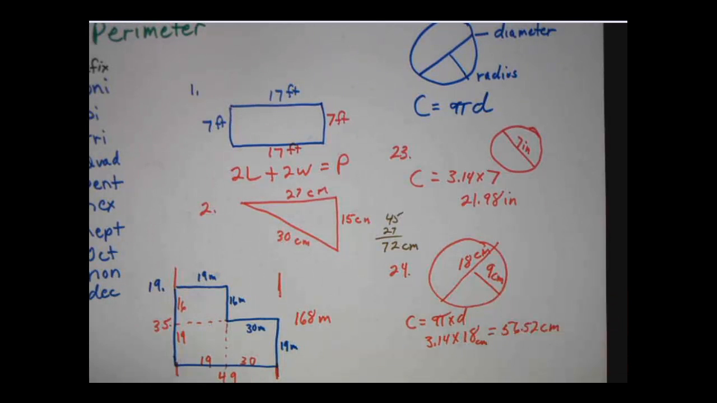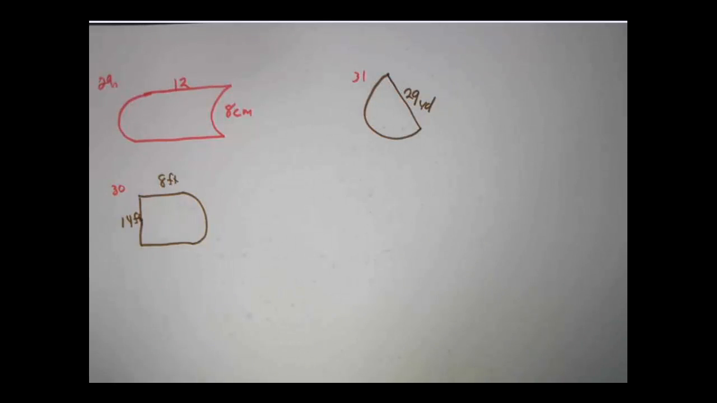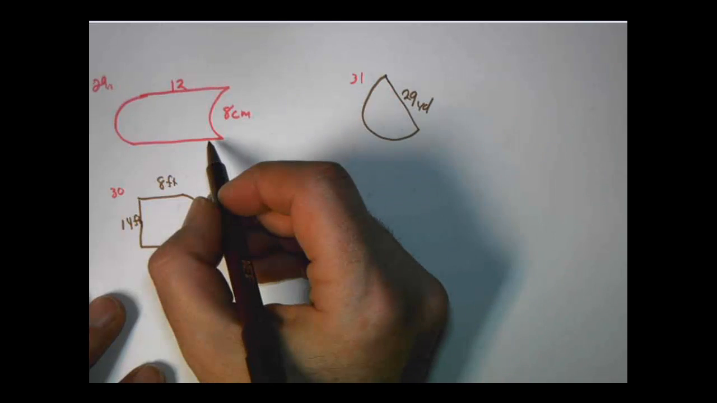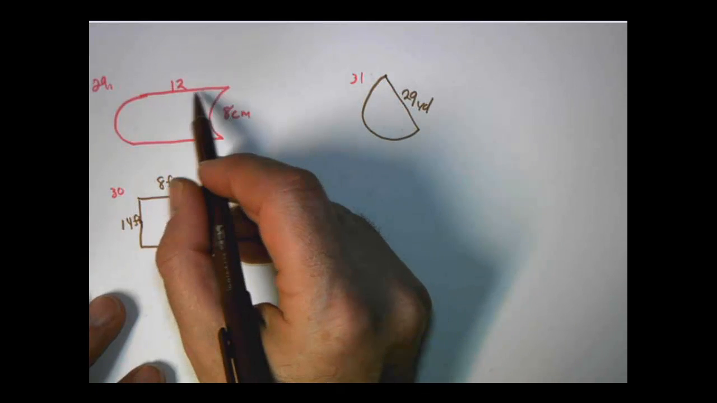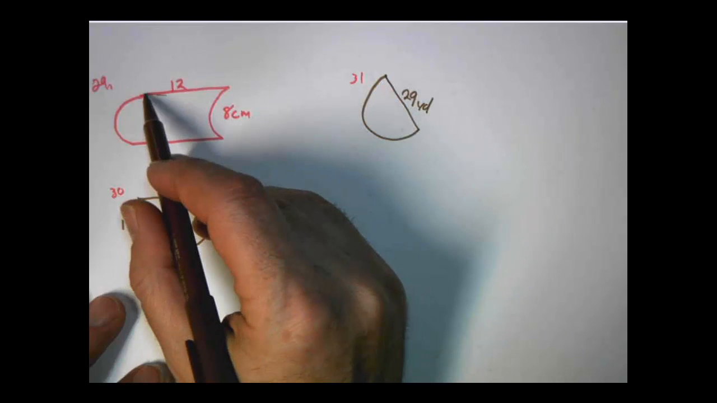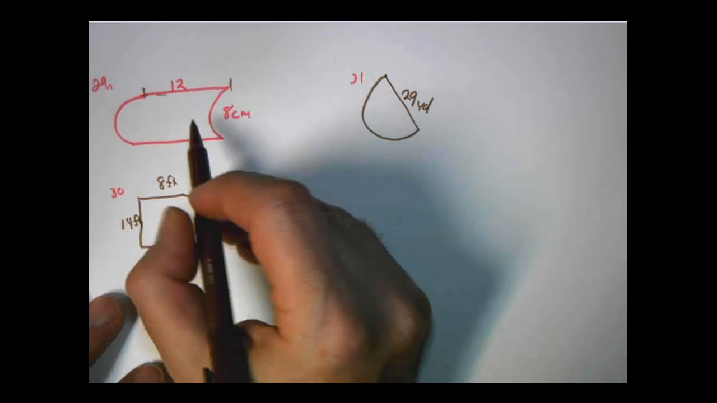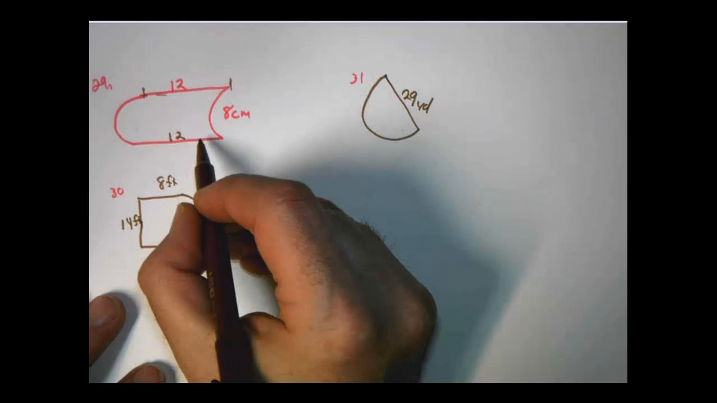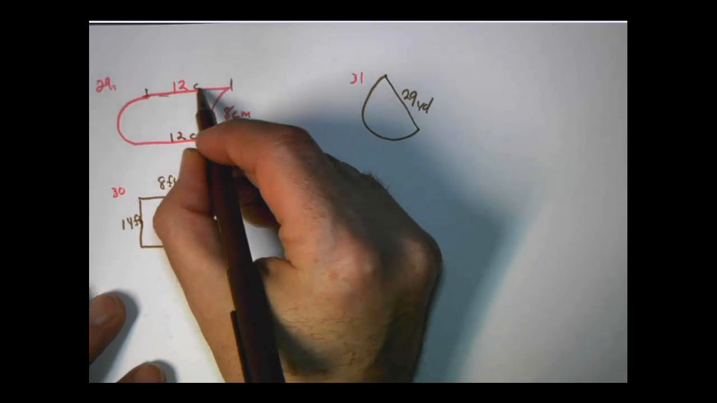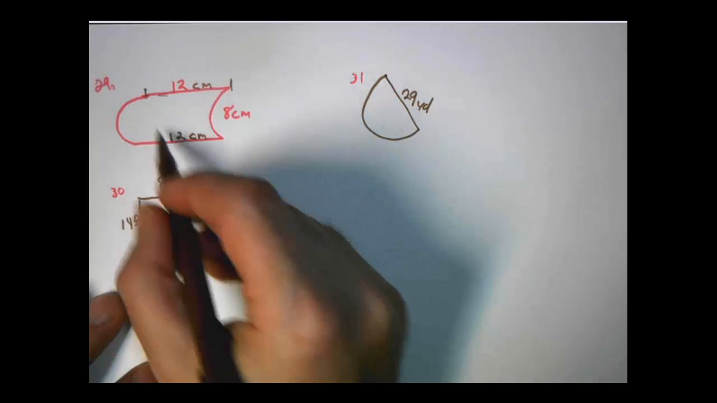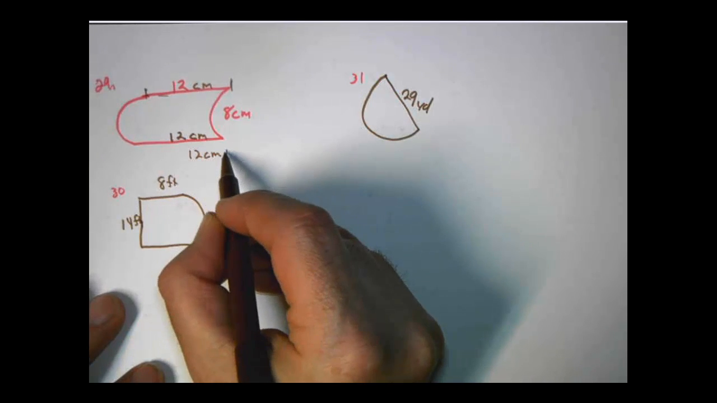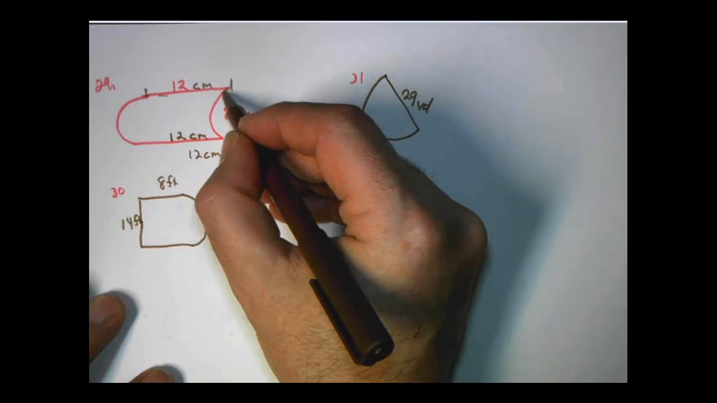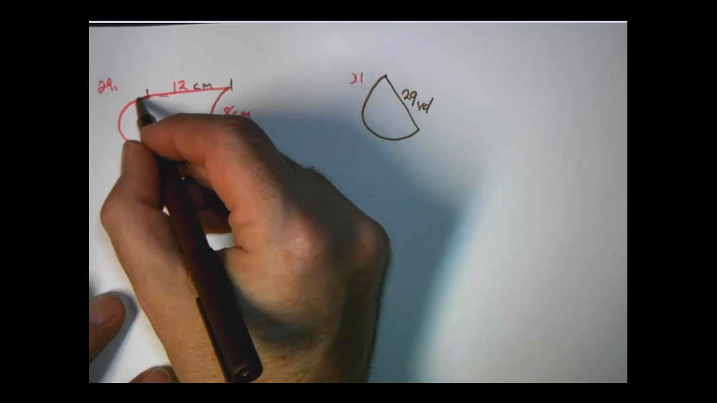Okay, so let's take a look at a few problems with some interesting shapes. So on problem number 29, we have this fun looking little shape here where we have what I call the straights. Straights are 12. So if it's 12 on the top, it's going to be 12 centimeters on the bottom. Okay, so if I'm adding up all my distances around, I have 12 centimeters plus 12 centimeters, and those are my straights. Then I have a half a circle here and another half a circle here.